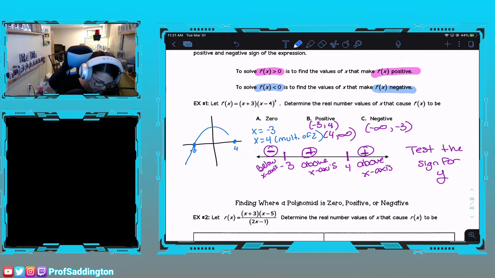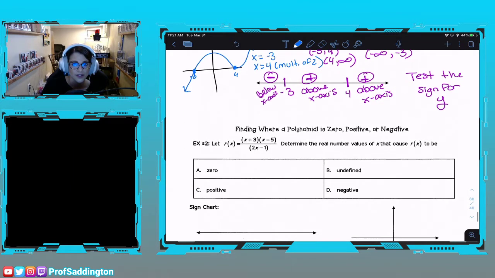And then with a multiplicity of 2, I touch, but I do not cross. So knowing those rules from earlier in the unit, combined with this sign test, we can see that that is truly true. So, not too bad. Nothing we haven't really done so far. Just kind of putting a few topics together. Okay, let's scroll to the next one.